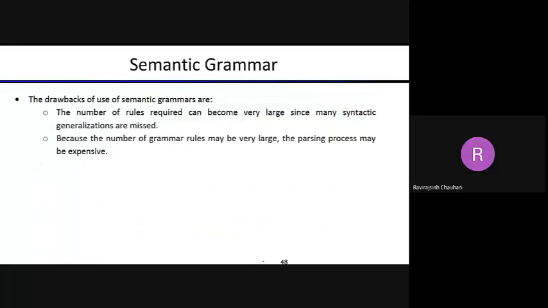The disadvantage of semantic grammar is the number of rules. These production rules will become very many, because as I told you in the previous lecture that we have thousands of rules. We have thousands of rules, for what? For understanding the syntax only. And if we add semantics, it will be even higher. So that is the drawback of semantic grammar, and it will slow down or make your parsing process very expensive.